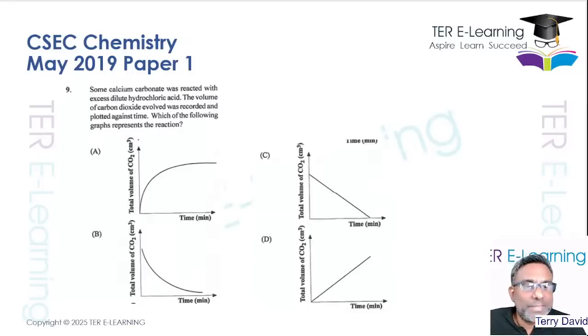Alright, so I'm seeing people saying answer A, yes. When it comes to calcium carbonate plus hydrochloric acid, you're going to produce carbon dioxide. So the amount of carbon dioxide over time is going to increase. So we expect to get a curve. So the only one that makes sense here is going to be E. So that's number 9.